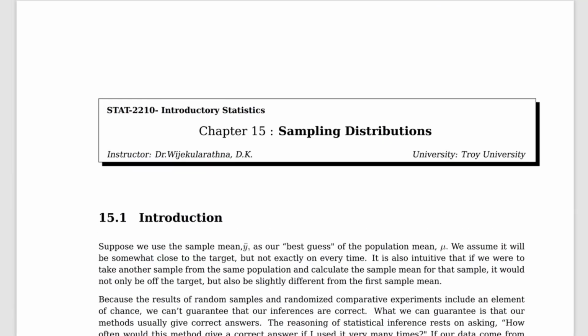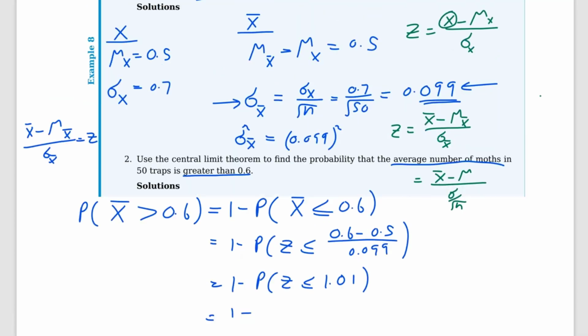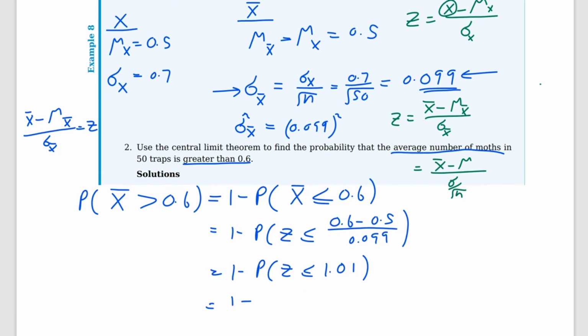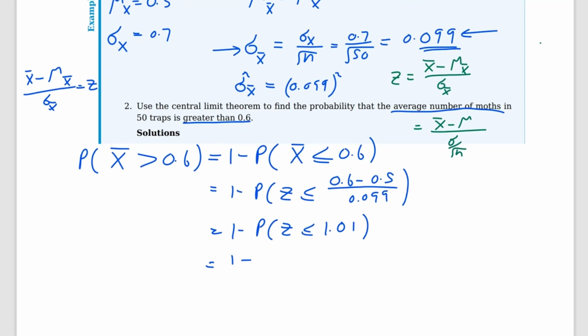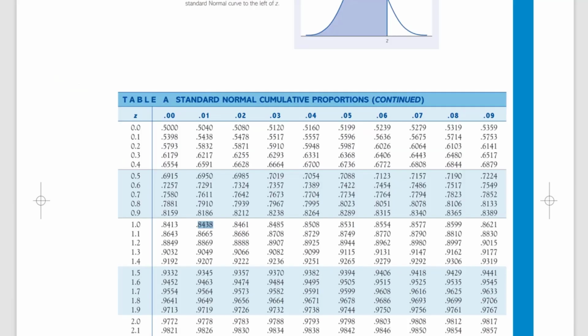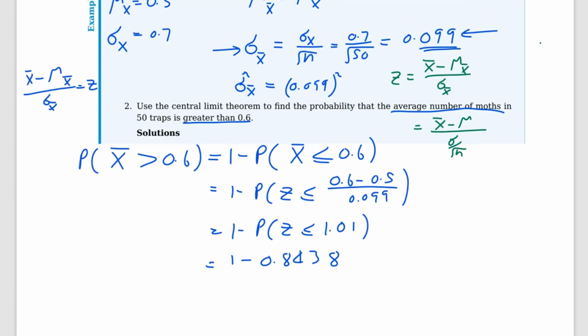So therefore we can write this equal, what was that? 0.8438. Is it right? Yes, 0.8438. So this is the probability x bar greater than 0.6.